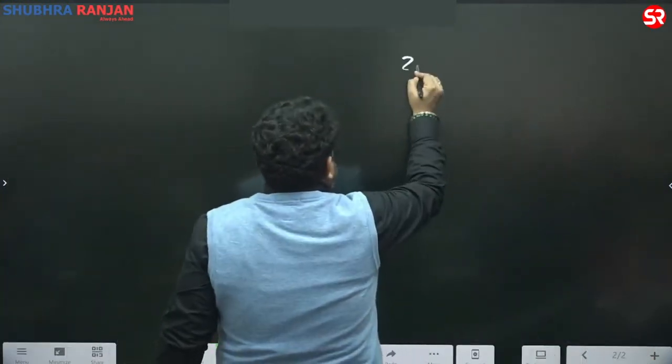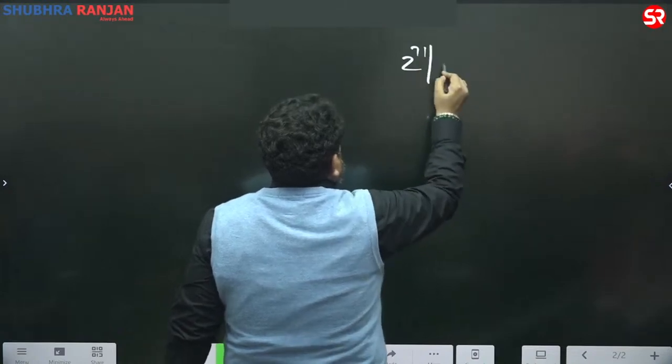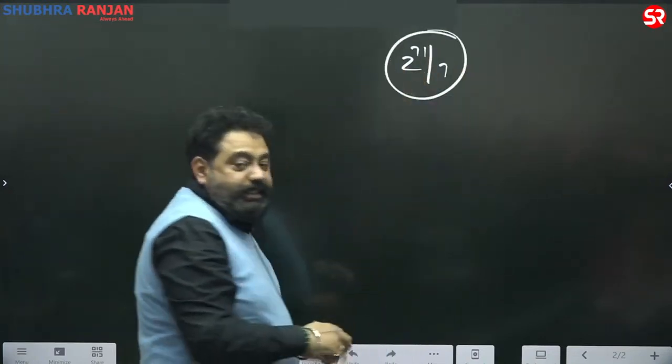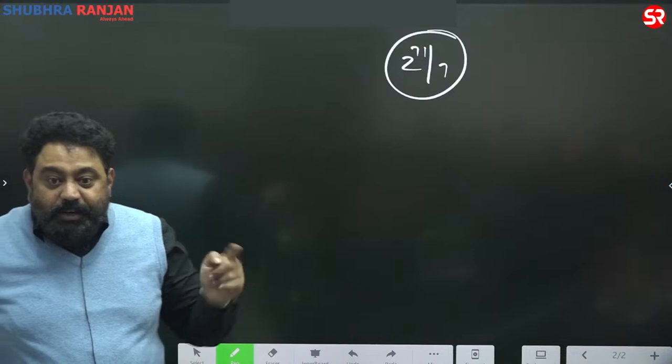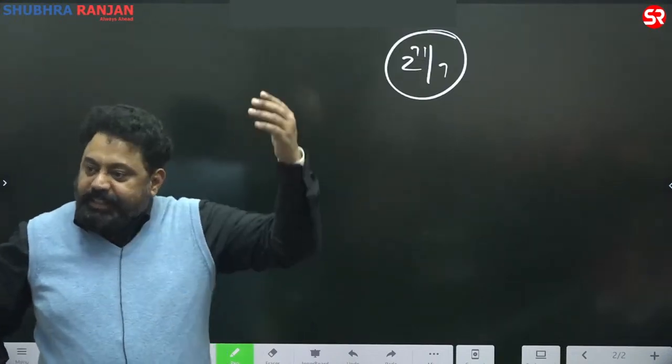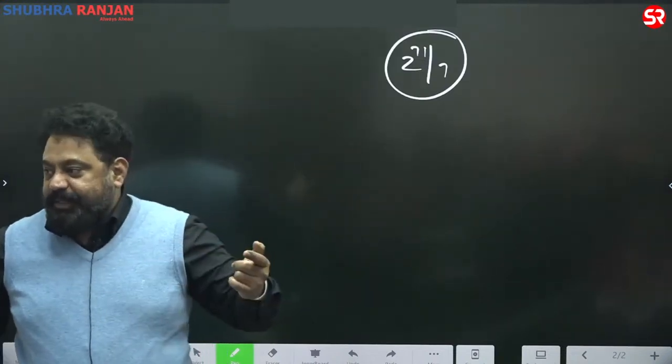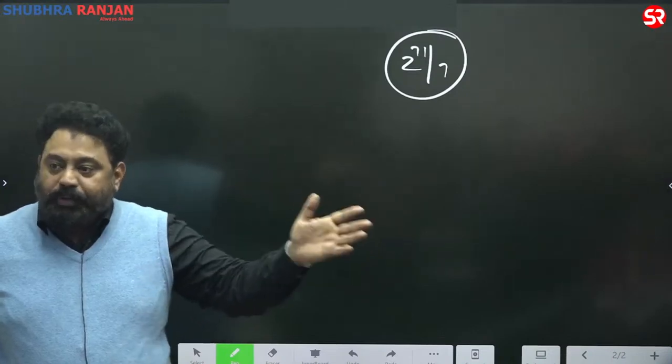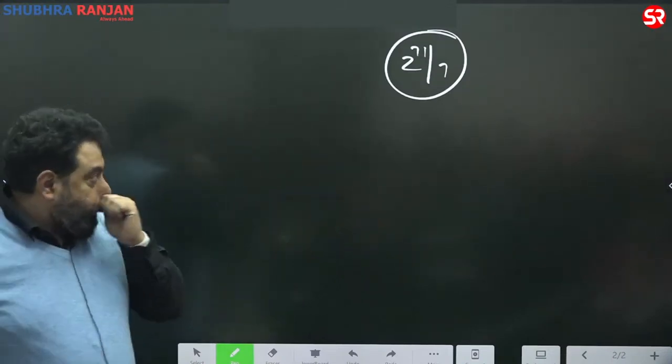We have to do 2 to the power 71 and it has to be divided by 7. The straight line means is divided by. It is not upon. The straight line means is divided by. It is not to be taken as upon. Clear? So how do you start it?